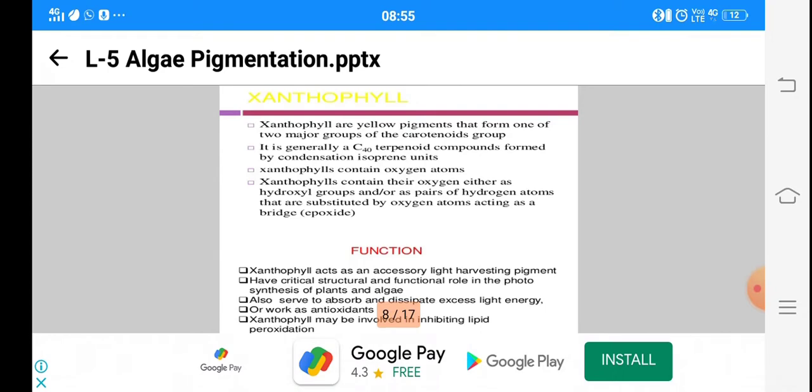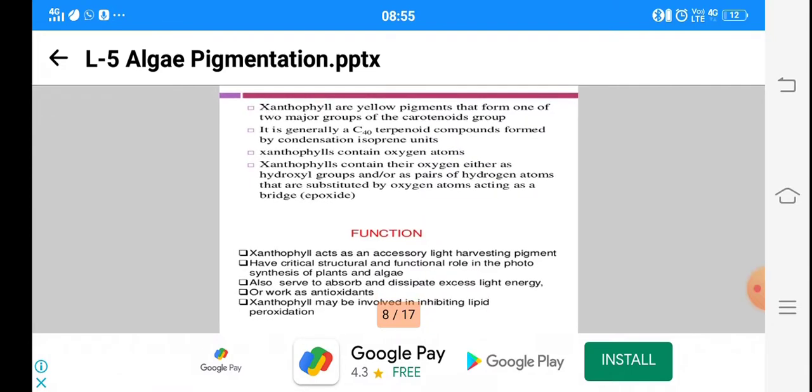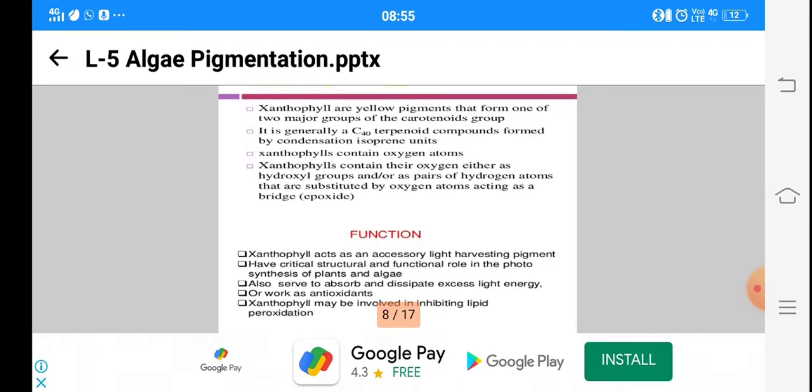Then xanthophylls are there. These are yellow pigments. Generally they are the two major groups of carotenoids. C40 terpenoid compound, which is formed by condensation of isoprene units. The main function is that xanthophylls act as an accessory light harvesting pigment, and this shows the critical structure and functional role in photosynthesis. Right, so you remember this.